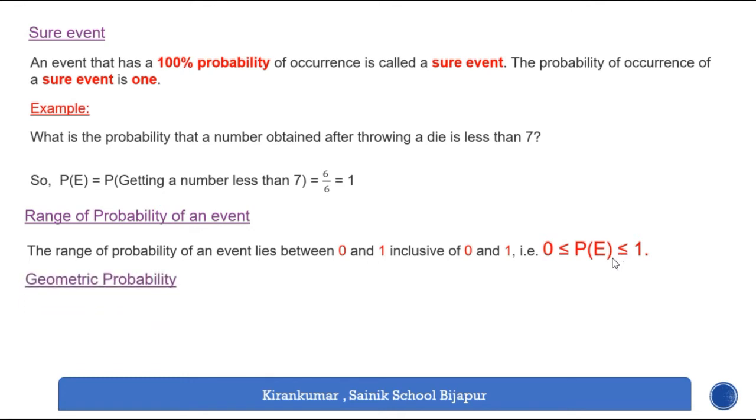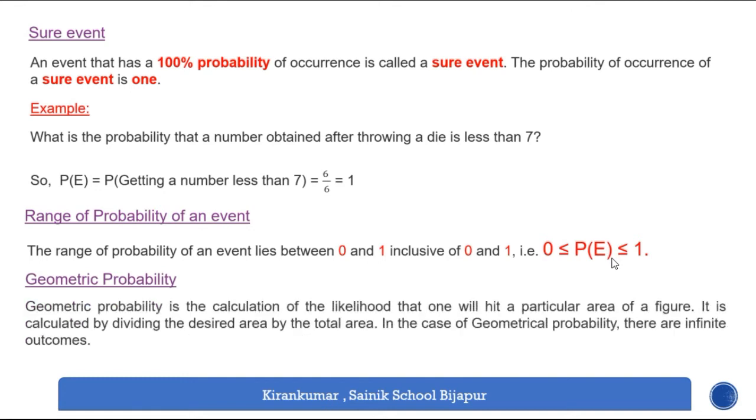This is probably a new topic, geometric probability. Geometric probability is the calculation of likelihood that one will hit a particular area of a figure. It is calculated by dividing the desired area by the total area. In the case of geometrical probability, there are infinite outcomes. In your higher classes, you will come across some situations where you make use of geometrical probability.